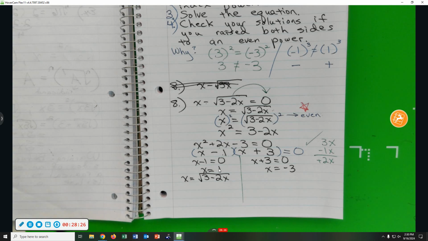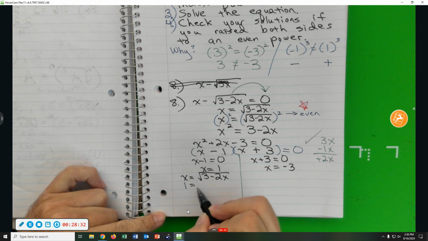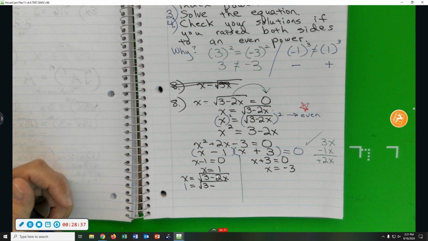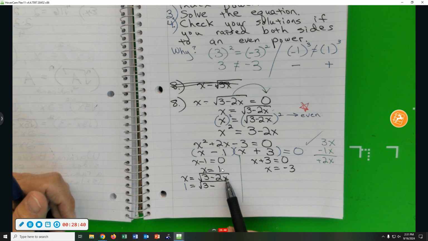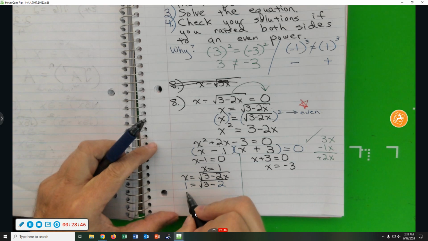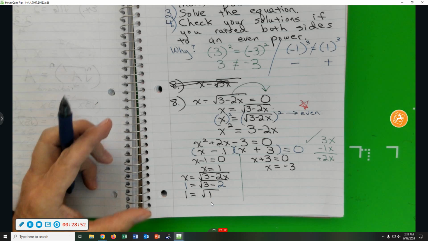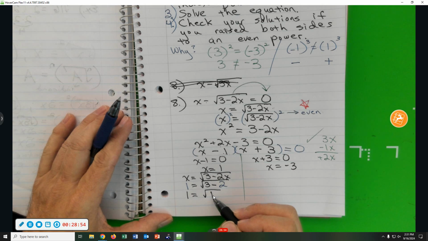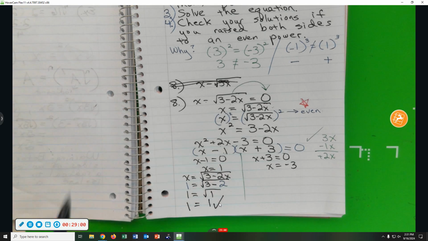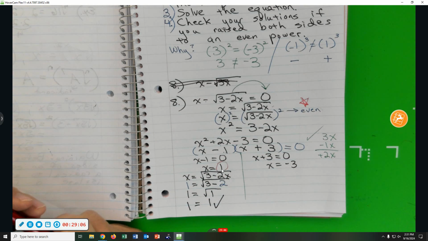Let's plug in our 1. We'll get 1 equals the square root of 3 minus, what's 2 times 1? You're plugging in a 1 there. 2 times 1 is 2. So we have 1 equals the square root of 3 minus 2, which is 1. Is that a true statement? What's the square root of 1? 1. Does 1 equal 1? Yes, it does. So 1 is an acceptable solution.